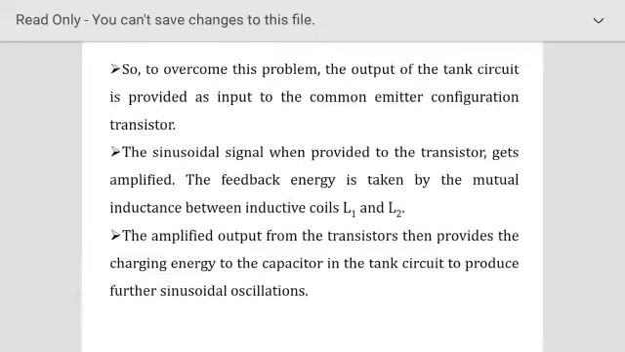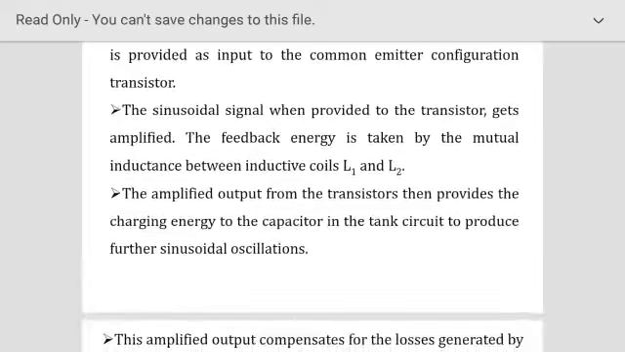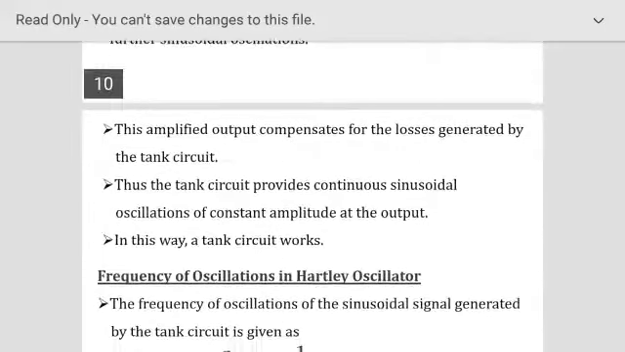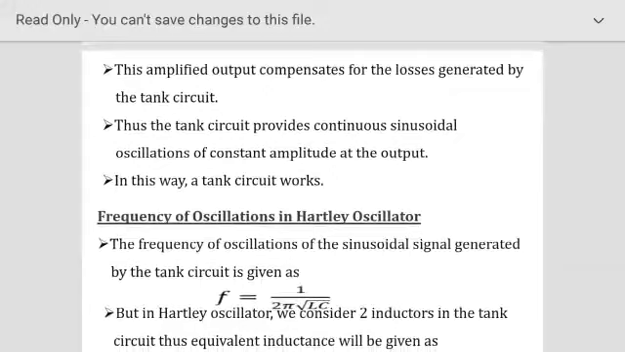The feedback energy is taken by the mutual inductance between inductive coils L1 and L2. The amplified output from the transistor then provides the charging energy to the capacitor in the tank circuit to produce further sinusoidal oscillations. This amplified output compensates for the losses generated by the tank circuit. Thus the tank circuit provides continuous sinusoidal oscillations of constant amplitude at the output. In this way, the tank circuit works.